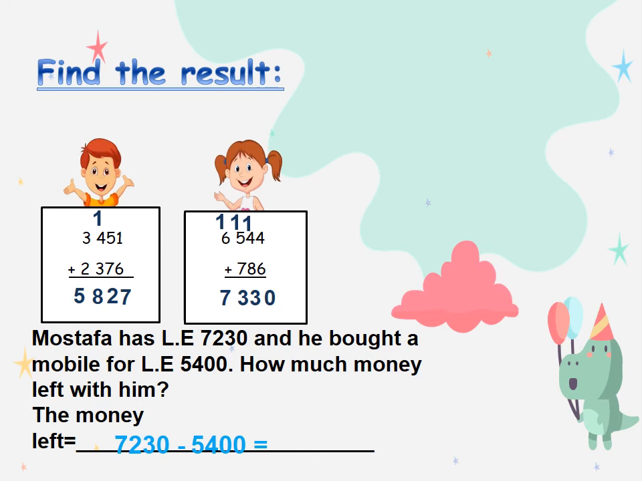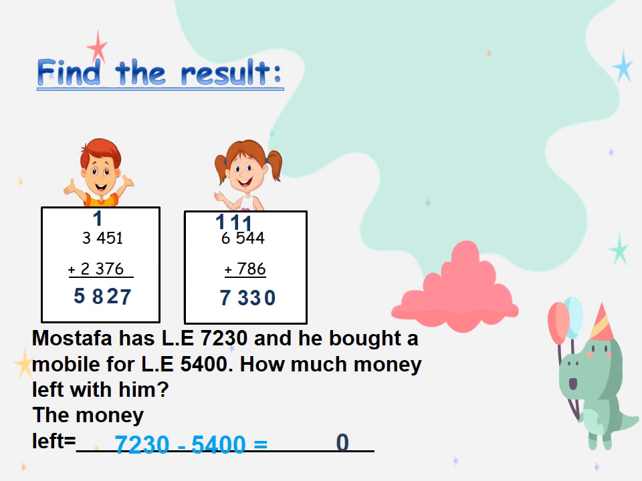Okay, let's read the story problem. Mustafa has 7,230 LE and he bought a mobile for 5,400 LE. How much money is left with him? The money left, we will use subtraction. We want the remaining money with him. So he has 7,230 minus the price of the mobile, which will be 5,400.